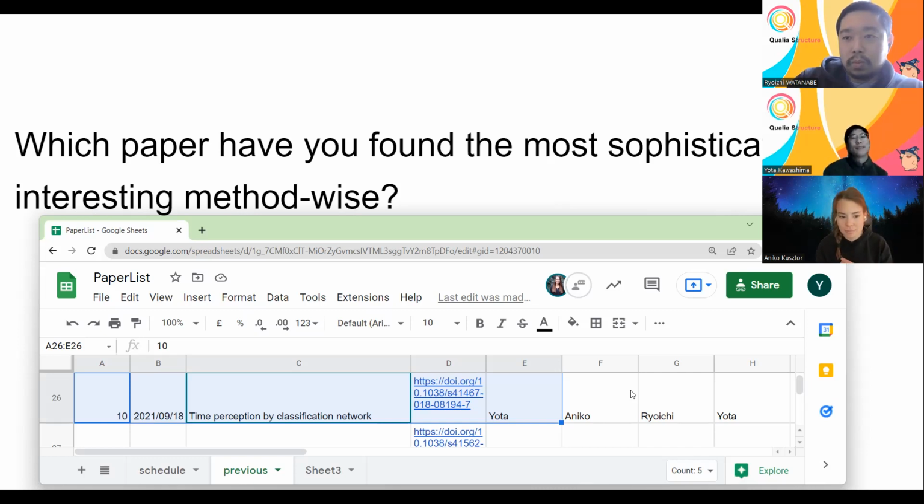Yeah, I picked this paper for other questions actually. Yeah, and Ryoichi, what was your paper for this question?